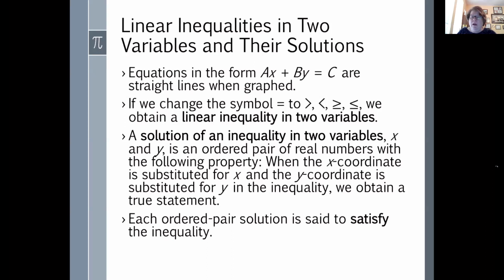A solution of an inequality in two variables, x and y, is an ordered pair of real numbers with the following property. When the x-coordinate is substituted for x and the y-coordinate is substituted for y in the inequality, we obtain a true statement. Each ordered pair is said to satisfy the inequality.